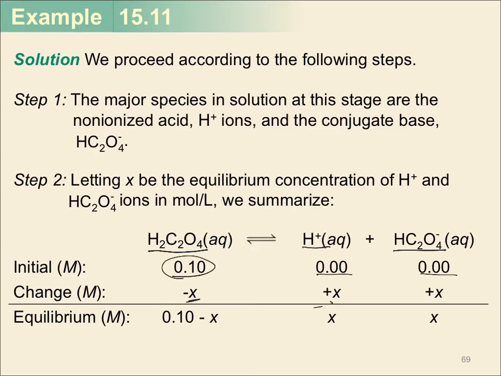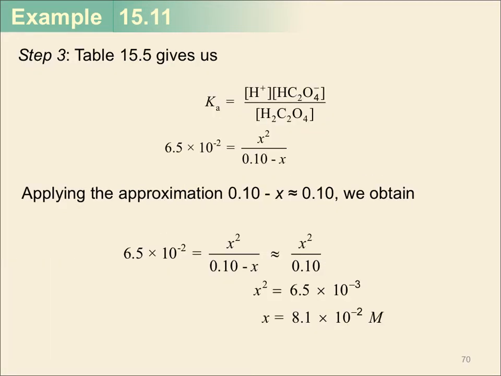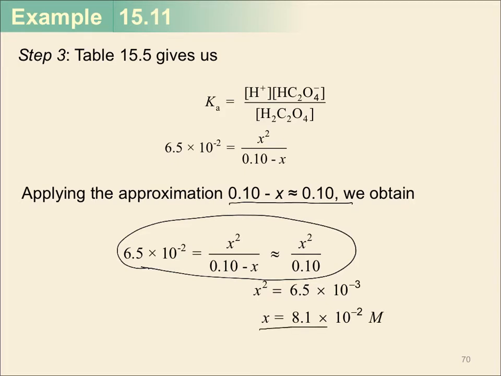We lose x, gain x, gain x. Always set up your ICE tables. 0.1 minus x, x, and x. If we use our approximation, 0.1 minus x is 0.1, then we've got this situation here, where Ka is equal to x squared over 0.1, and we get a concentration of x as 8.1 times 10 to the minus 2.